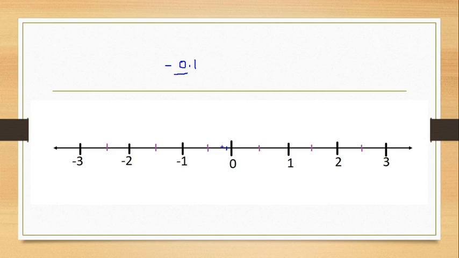1, 2, 3, 4. This purple line is the fifth one. 6, 7, 8, 9 and 10. Minus 0.1 is here. The first line after 0 to the left side, minus 0.1. I hope you understand this concept.